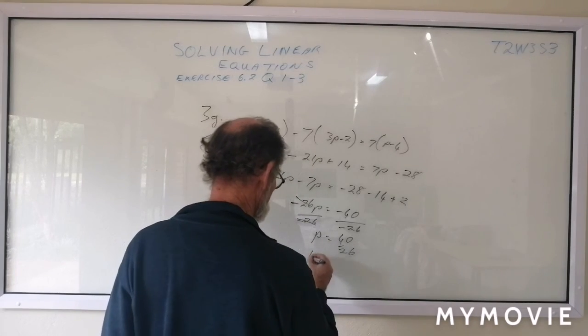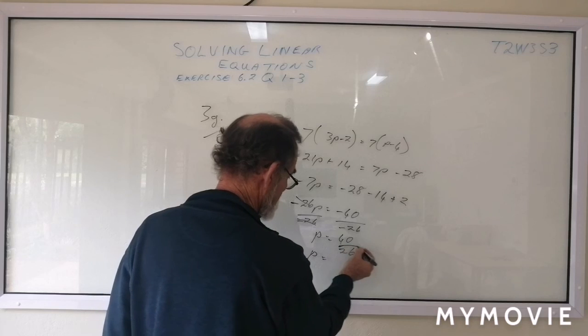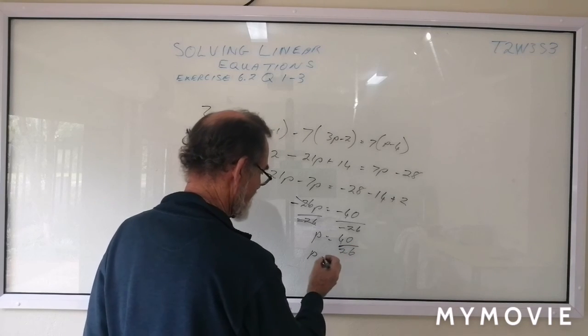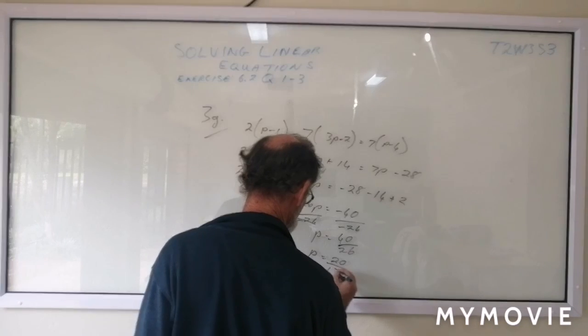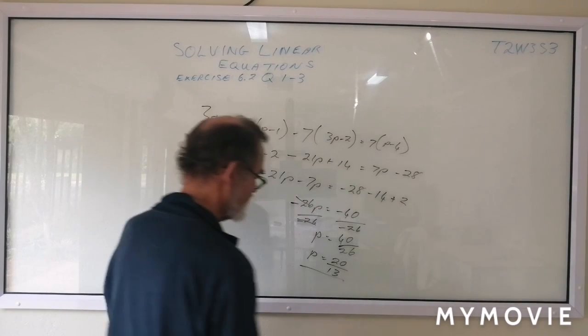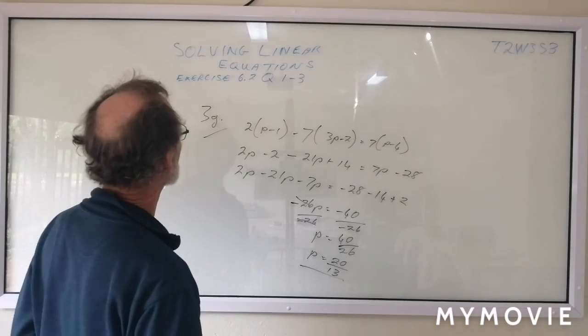That's not in its lowest terms, so we're going to divide both the top and the bottom by 2, and we're going to get 20 over 13. That is your answer.